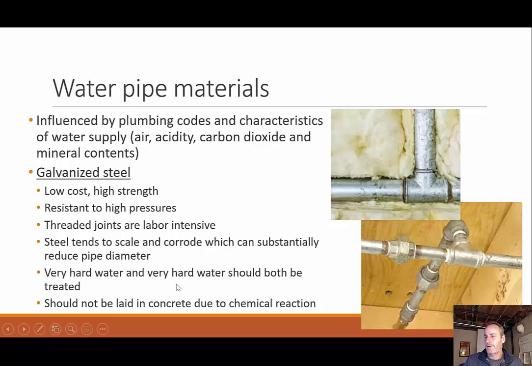Very hard water should be treated. Okay, fine. Very hard water should be treated. I don't know why that's in there twice, I think it's a typo. Galvanized should not be laid in concrete, because there can be a chemical reaction between the concrete and the galvanized, and it'll erode away. So the water can erode it, and concrete can erode it.